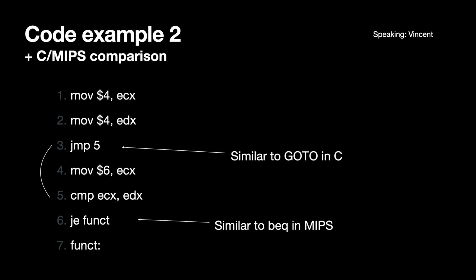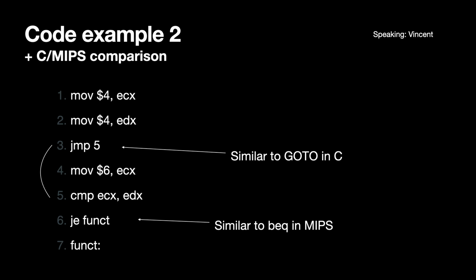The JMP instruction is like the goto function in C. It jumps to the specified location or address without any conditions. In this code, the first and second instructions are executed one after the other, placing the value 4 in ECX and EDX. When the JMP 5 instruction is encountered, the program jumps to instruction number 5 and 4 won't be executed.